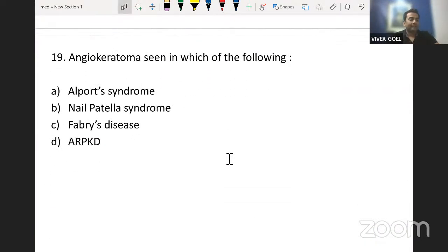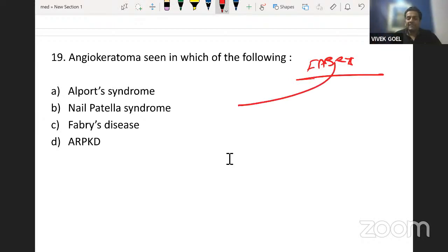Now, again, a voice note was sent some hours before. I gave you a very important voice note on Fabry's disease, thin basement membrane disease and Alport syndrome. And I told you time and again, in Fabry's disease a pathognomonic skin finding is found, which is known as angiokeratoma. Angio means blood vessels, kera means skin, oma means tumor or swelling. So it's a swelling of the blood vessels of the skin.